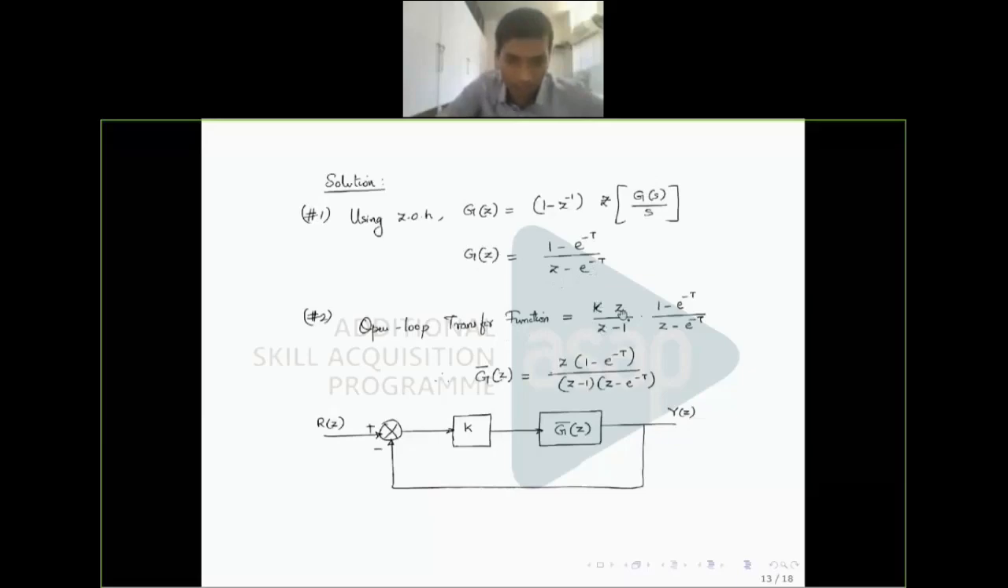Incorporating the controller, K into z by (z - 1) is the integral controller that we consider. So multiplying it with G(z), you obtain G bar(z) as z into (1 - e^(-T)) divided by (z - 1) into (z - e^(-T)). So this is G bar of z. Now you are coupling both the discrete plant with the controller. So G bar(z) has a zero at the origin.